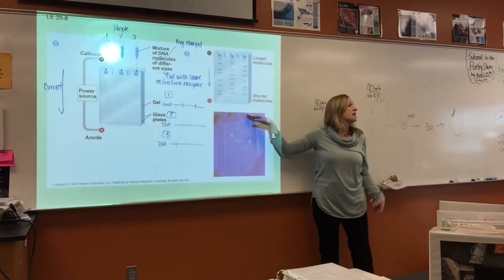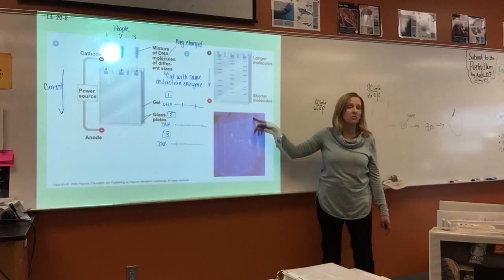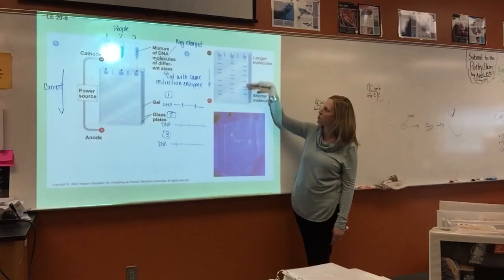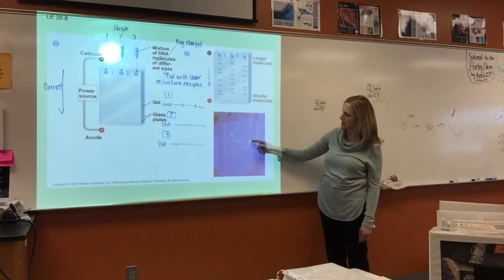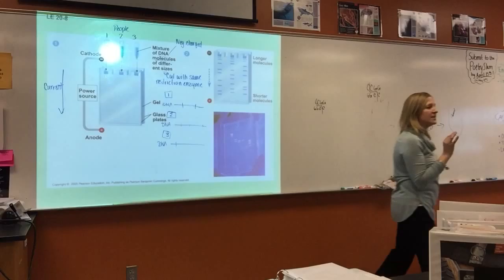Now, if you let it run forever, would these larger molecules eventually get to the end? Absolutely, they would. These guys would run right off the gel. So you run it for a shorter amount of time, and you get the separation based upon size. Then you can't see the DNA, so we dye it, and you can see the bands, and each one of these represents a different sized fragment in the person's DNA. What this allows you to do is compare DNA sources.